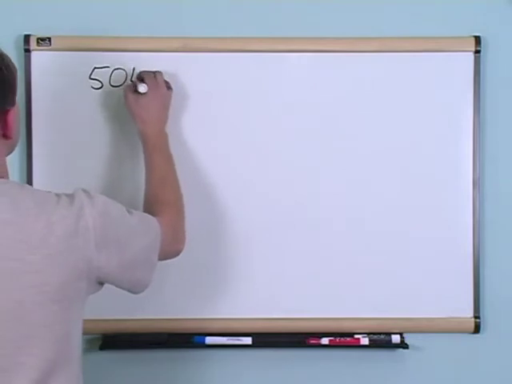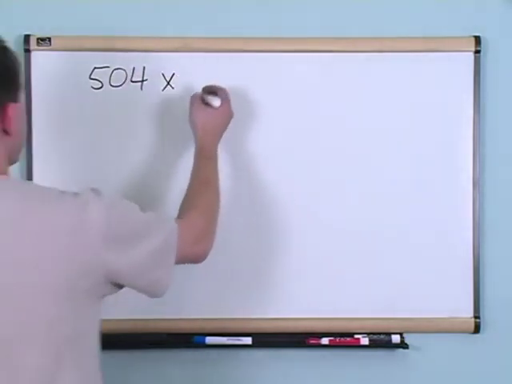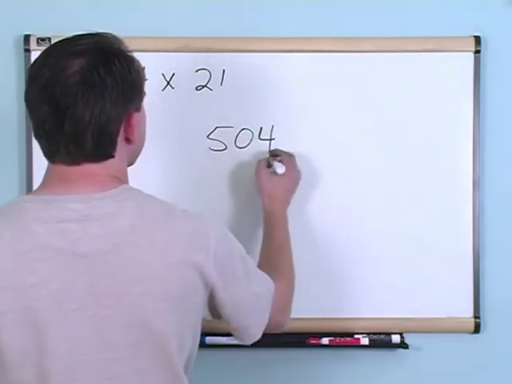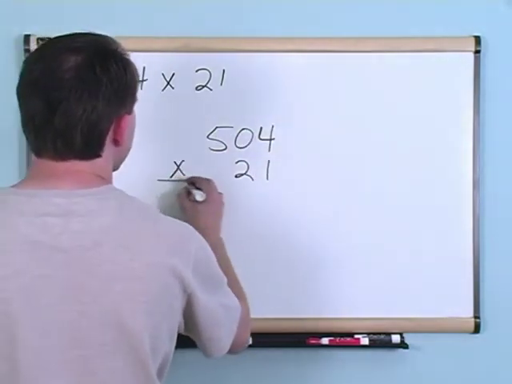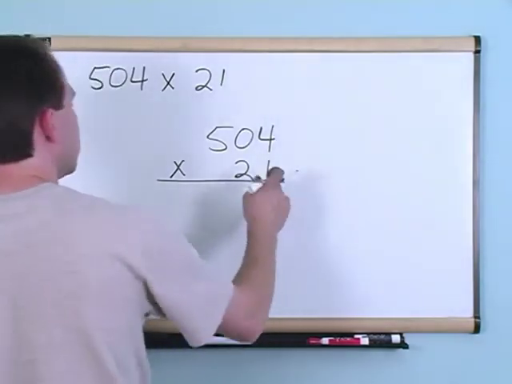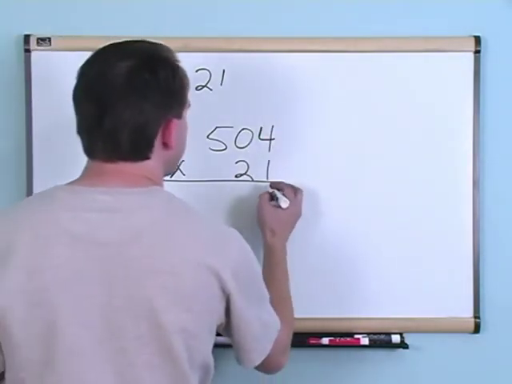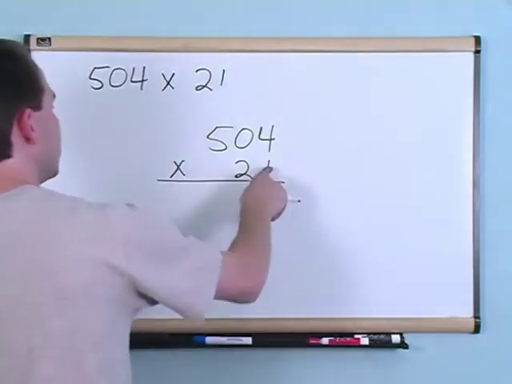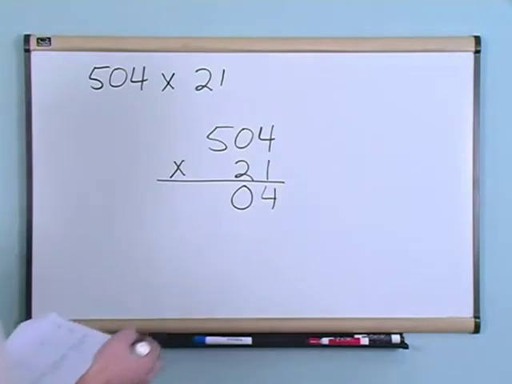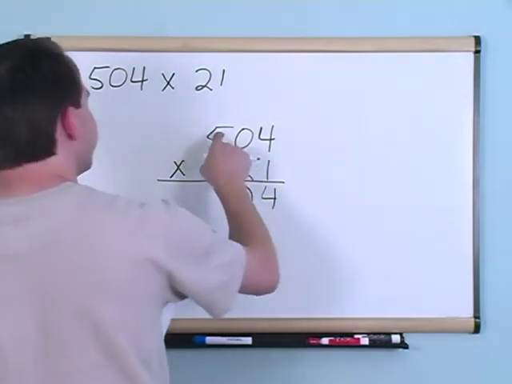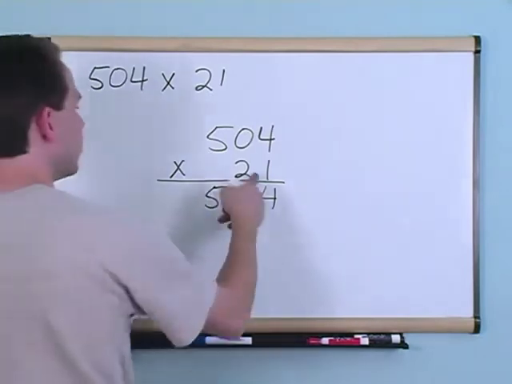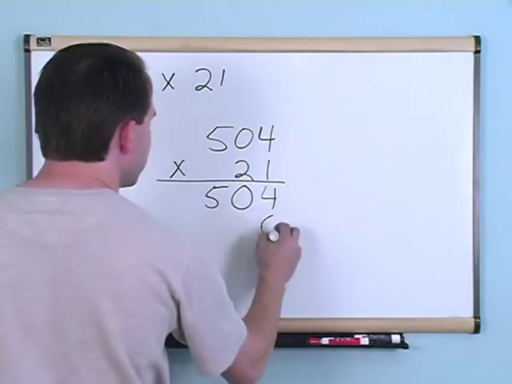504 times 21. Okay, so we write the bigger number on the top and the smaller number on the bottom. Okay, so we're going to start in the right-hand column. 1 times 4 gives you 4. 1 times 0 gives you 0. Remember, anything times 0 gives you 0. 1 times 5 gives you 5. Okay? Now, we're going to move over to this digit. So we're going to put a 0 here.